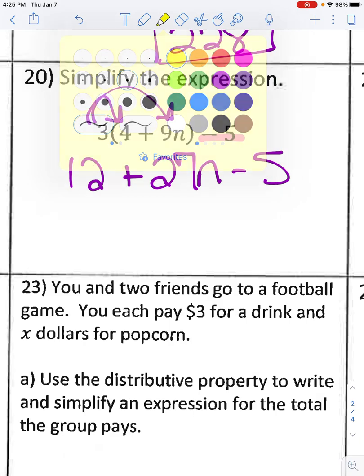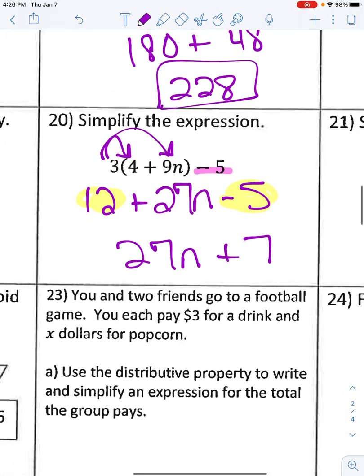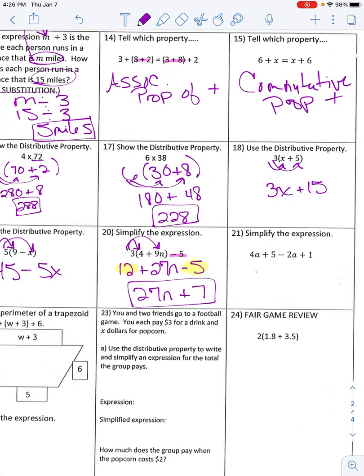Now let's combine like terms. I have a 12 minus a 5. Remember to always look at the sign in front of it. 12 minus 5 is 7. And I've got 27n by itself, nothing to combine there. So I have 27n plus 7, or 7 plus 27n. Either would work.